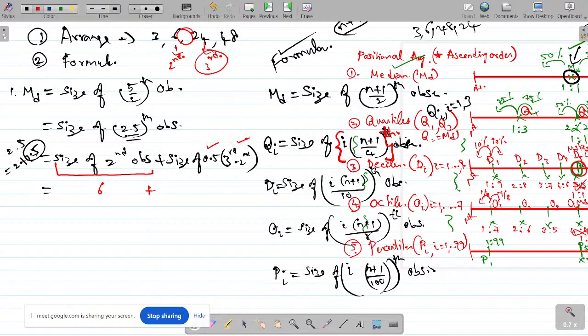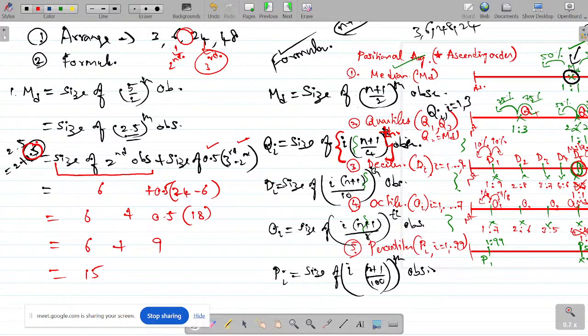What is the third value? 24. See, I'm not taking 3 as the value. Third, 3 is denoting the position. At this position, what's the value? 24. So 24 minus 6, and here it gives 0.5, so I have to take 0.5 of this value. So this is 6 plus 0.5 of (24 minus 6), which is 18. So 6 plus 0.5 into 18 is 9. So this value is 15.